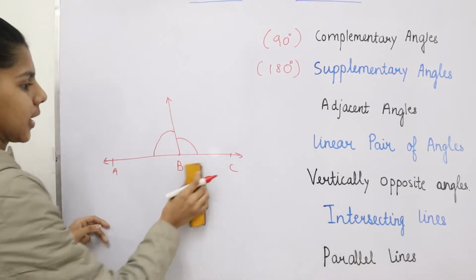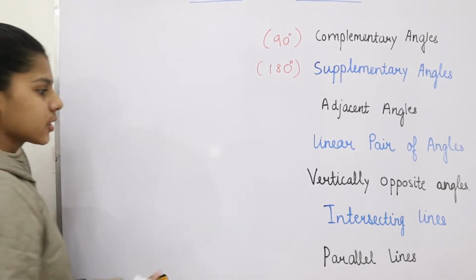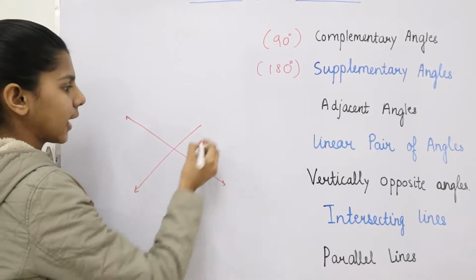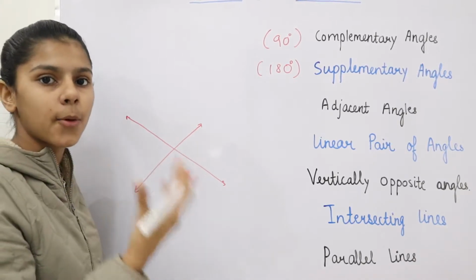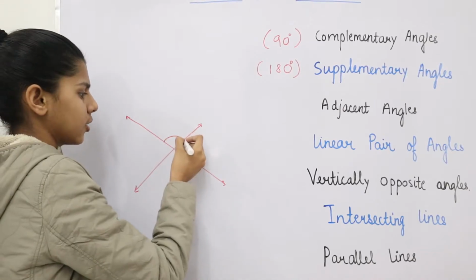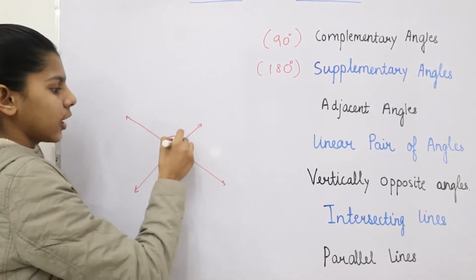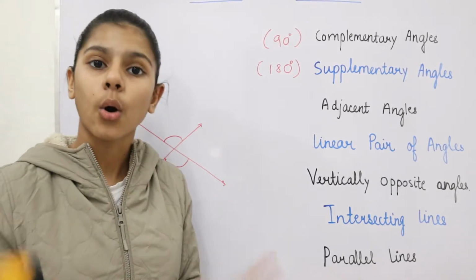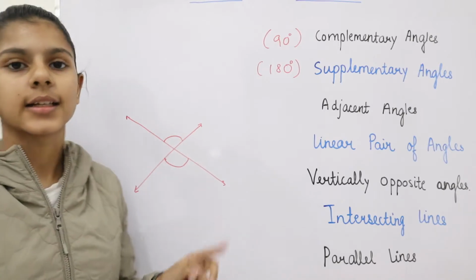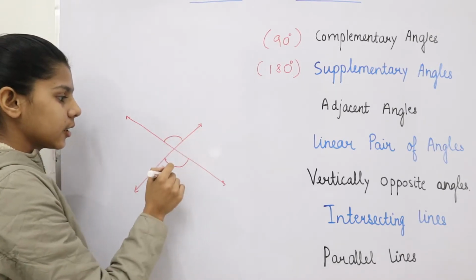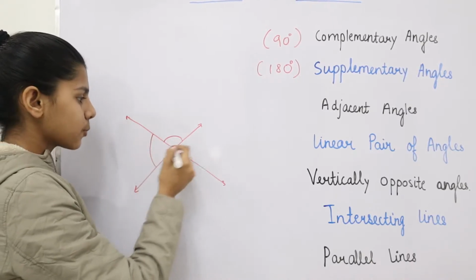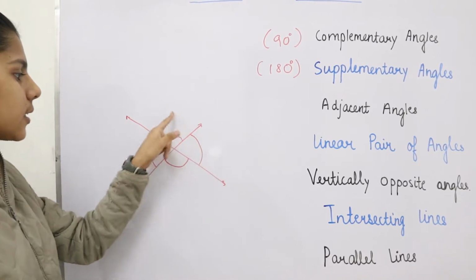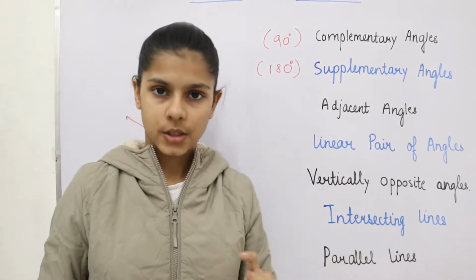Then vertically opposite angles. Now vertically opposite angles, for example, when two lines intersect each other. Opposite means on the opposite side or in the opposite direction. So they both are vertically opposite angles. You can see that these vertically opposite angles are always equal when two lines are intersecting each other. They both are vertically opposite angles and these both are also vertically opposite angles. So this is a pair of vertically opposite angles and this is also a pair of vertically opposite angles.